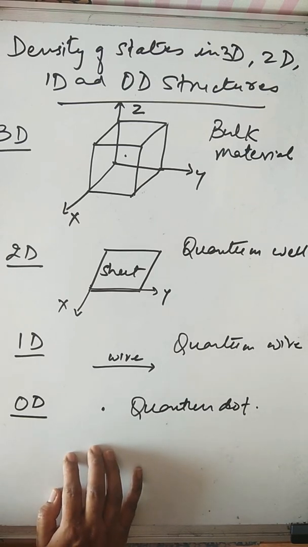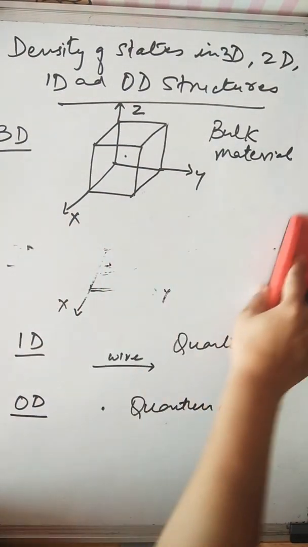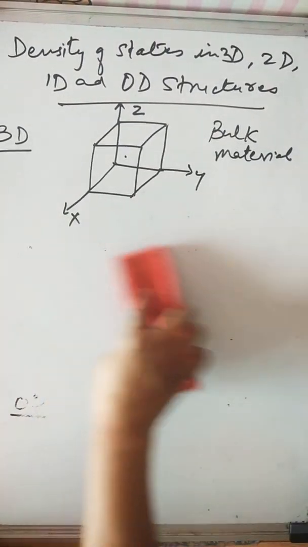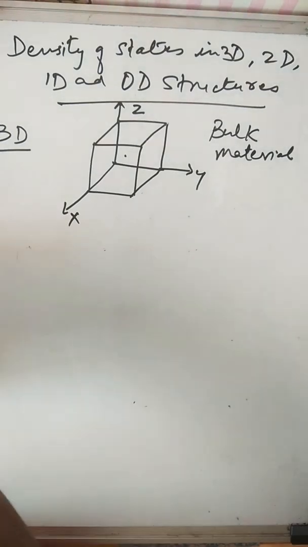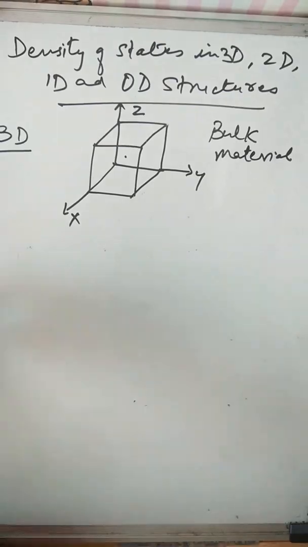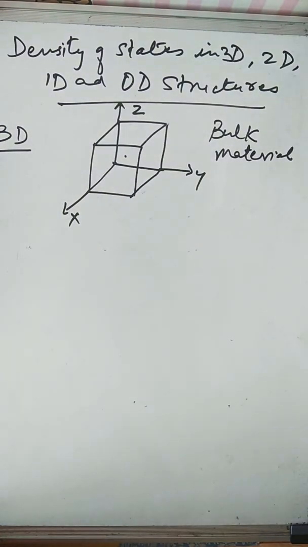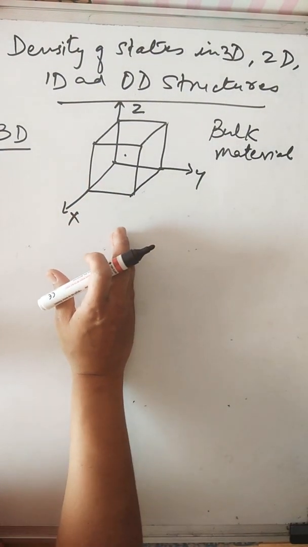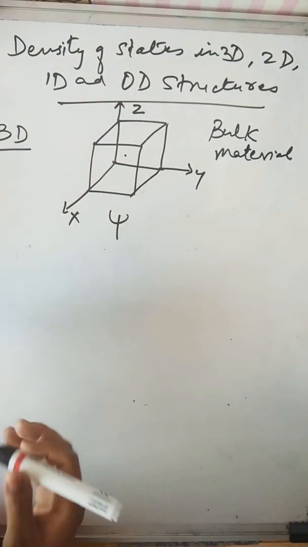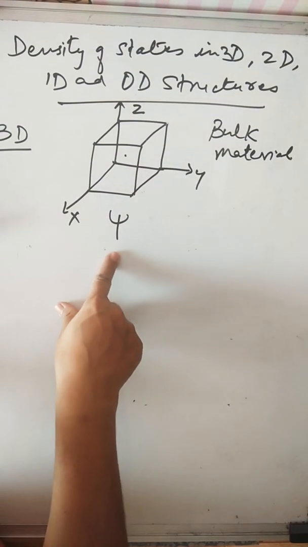So what is the density of states? It is the number of states per unit volume available to the electrons to occupy. First of all, we will be dealing with the density of states of a 3D structure. For a 3D structure, there are certain things we have to understand first. The first thing is that we have to consider the wave function of the particle. The wave function, we know, is given by psi. It tells about the probability of finding a particle.